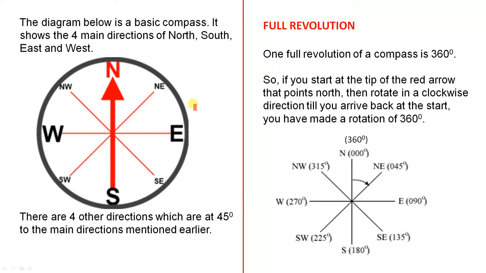So if you start here and go all the way around, that's 360 degrees. So if you start at the tip of the red arrow that points north, then rotate in a clockwise direction till you arrive back at the start, you have made a rotation of 360 degrees. And there we are. So it's 45 degrees each time you go around. So you start off at 0, you go all the way around, and that gives you 360 degrees back to the start.